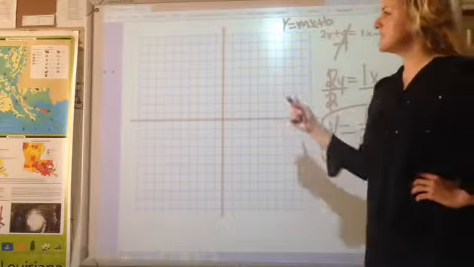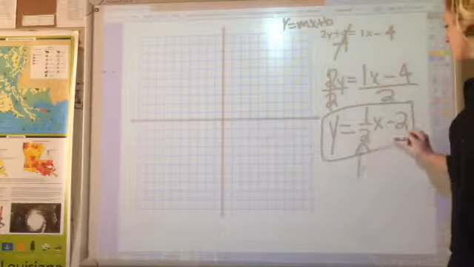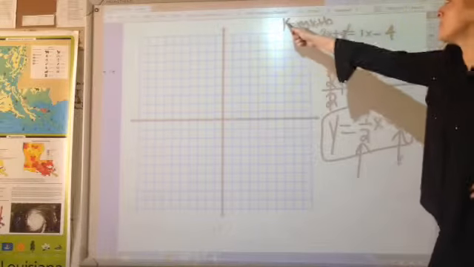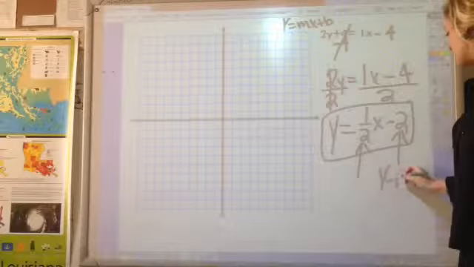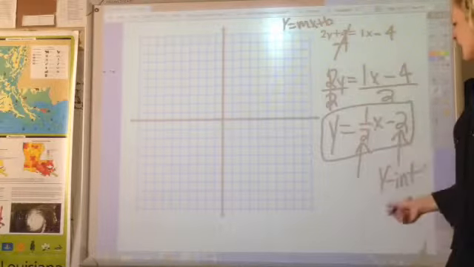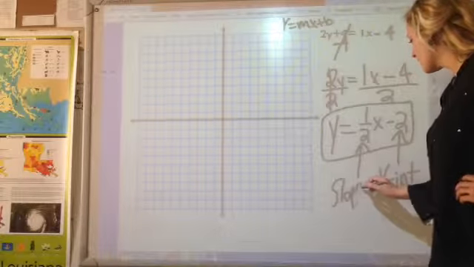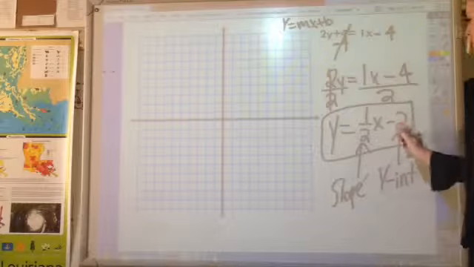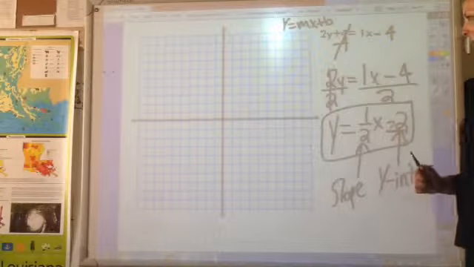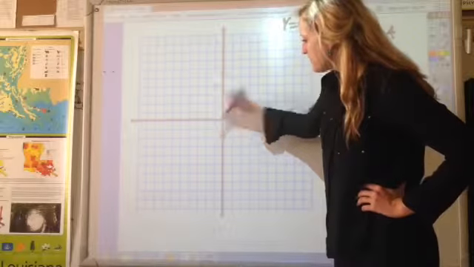In order to graph this, I need to figure out what is my y-intercept and what is my slope. Remember, if I look back at my equation, y equals mx plus b, I know that negative 2 is my y-intercept, which is always my starting point. And 1/2 is going to be my slope. If I want to graph this, I always start with my y-intercept, which is negative 2. Remember, make sure you take the sign in front with it. So I'm going to put a dot on my graph where y is negative 2.